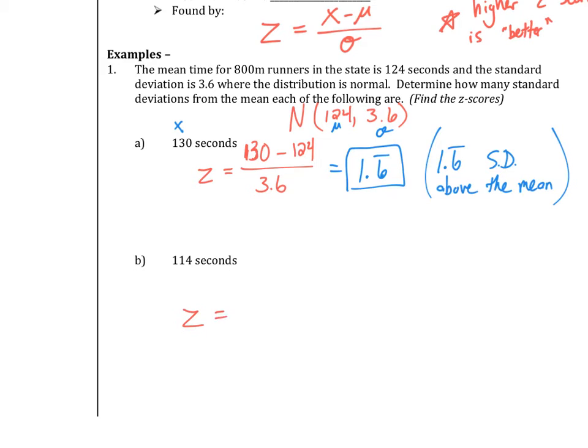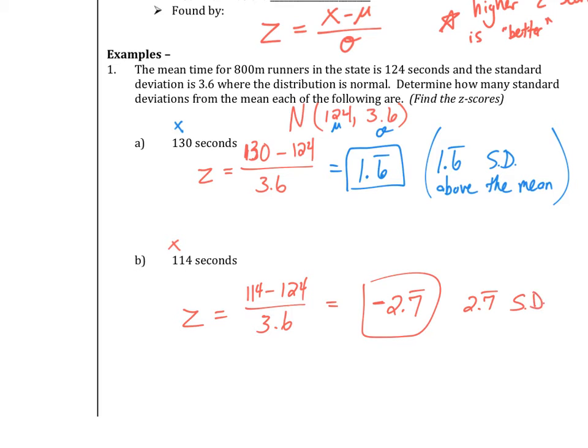If we do the same thing when they run 114 seconds, so x is 114, it'll be 114 minus the mean, so minus 124, divided by the standard deviation. We would get negative 2.7 repeating. That would be our z-score. And what that means is we are about 2.7 repeating standard deviations below the mean. So it'd be above the mean or below the mean.